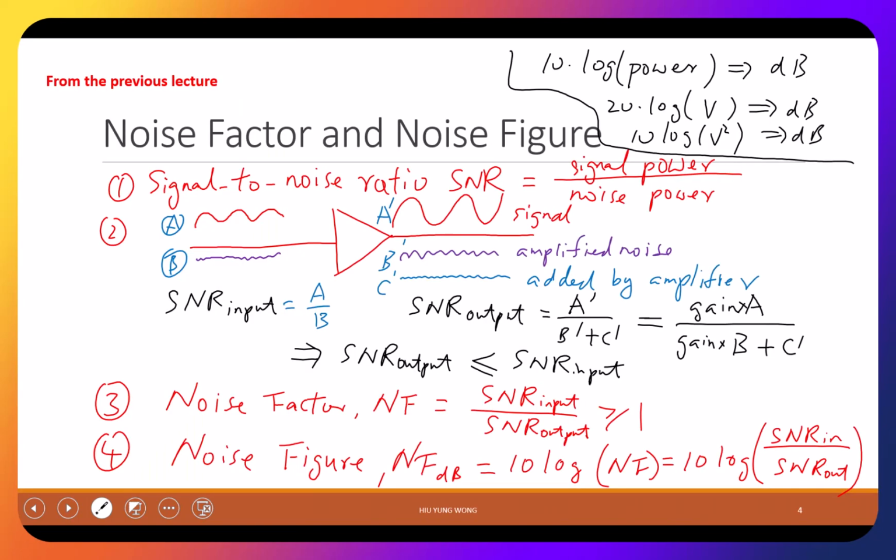Let me review what we did last time, right? The low noise amplifier. The main thing we care about is the noise factor and noise figure.